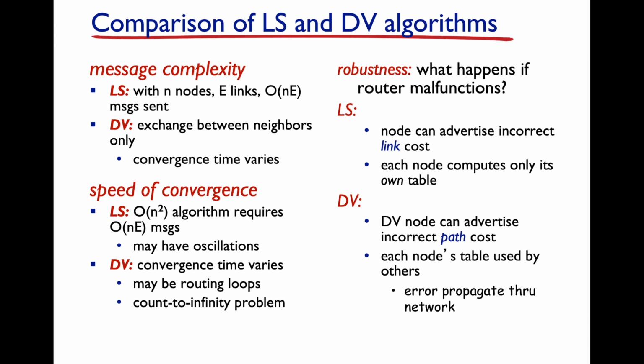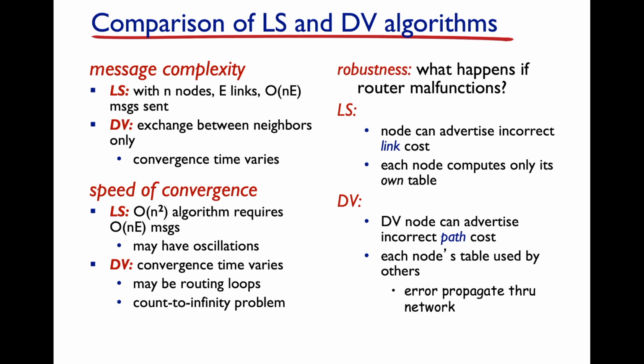Okay, so where we last left off, we talked about comparison of link state and distance vector routing algorithms, and we measured it in a number of different ways. We talked about the message complexity, speed of convergence, and also robustness.